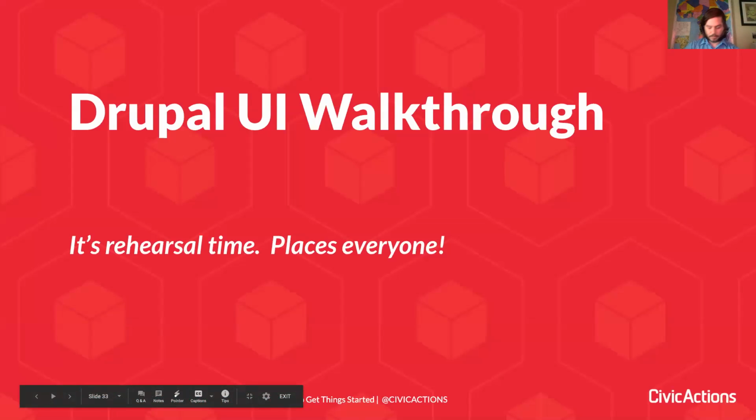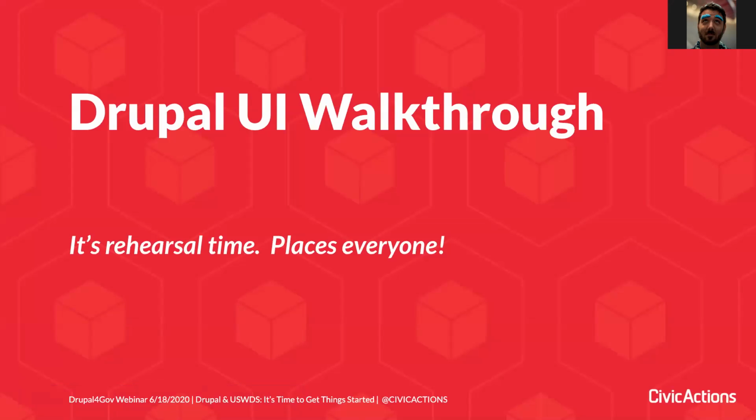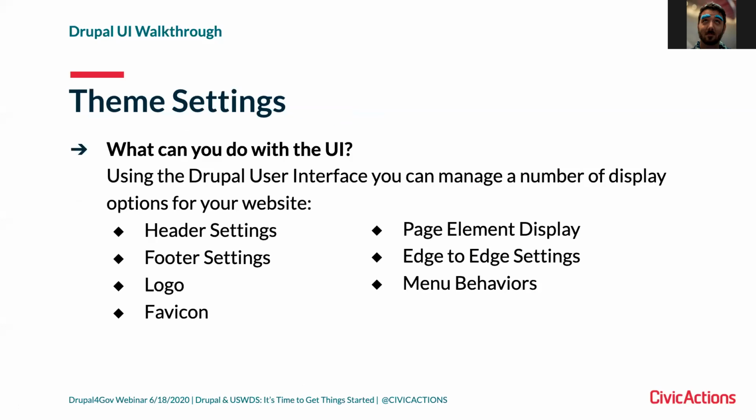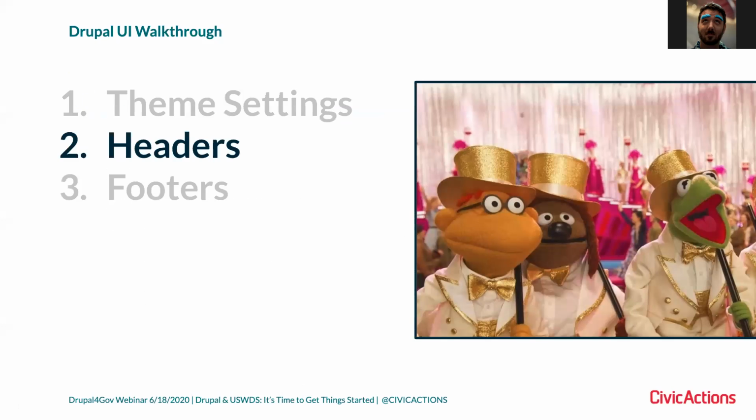Thanks, Ryan. So once you've got all these components built and you've got everything supported, you're going to want to look at how that shapes up in the Drupal theme itself. So let's go ahead and take a look. You'll want to look at the theme setting page. On the theme setting page, there are a number of things you can do. You can use the Drupal interface to manage the header settings, footer settings, logos, favicons, page element displays, edge-to-edge setting, and menu displays. To keep this brief, we just focused on headers and footers.